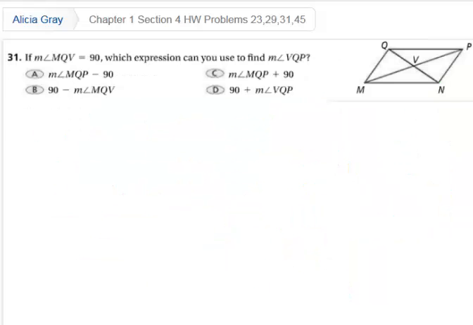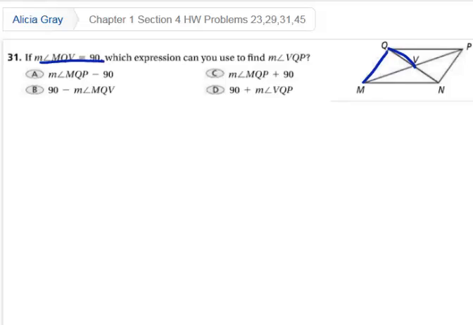Now I specifically picked this one because this can be a little bit confusing. You've got to go and look at your diagram. It tells me that the measure of angle MQV, well, that would be this angle. I'll try to do this as carefully as possible. Let me see if I can fix that. The measure of angle, it's kind of hard to do. Anyway, is 90 degrees. And it says, what expression can you use to find the measure of VQP?